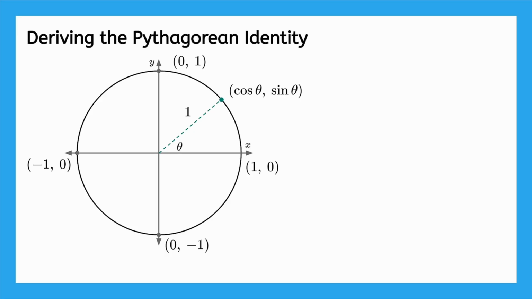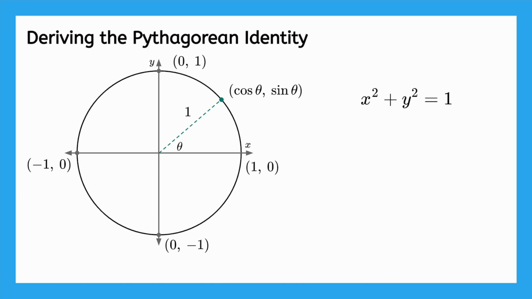Seeing a circle on a coordinate plane makes me think of writing the equation of this circle. This is a circle centered at the origin with a radius of 1, which means the equation of this circle is x squared plus y squared equals 1.